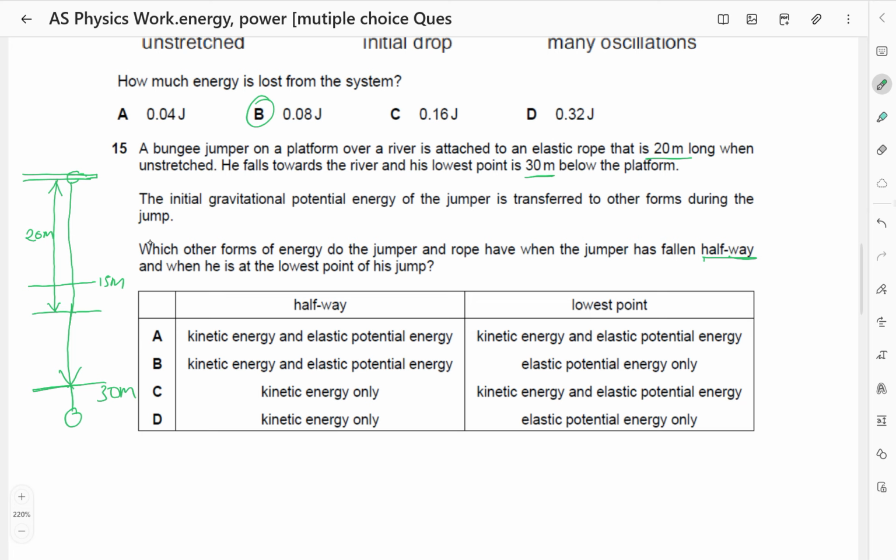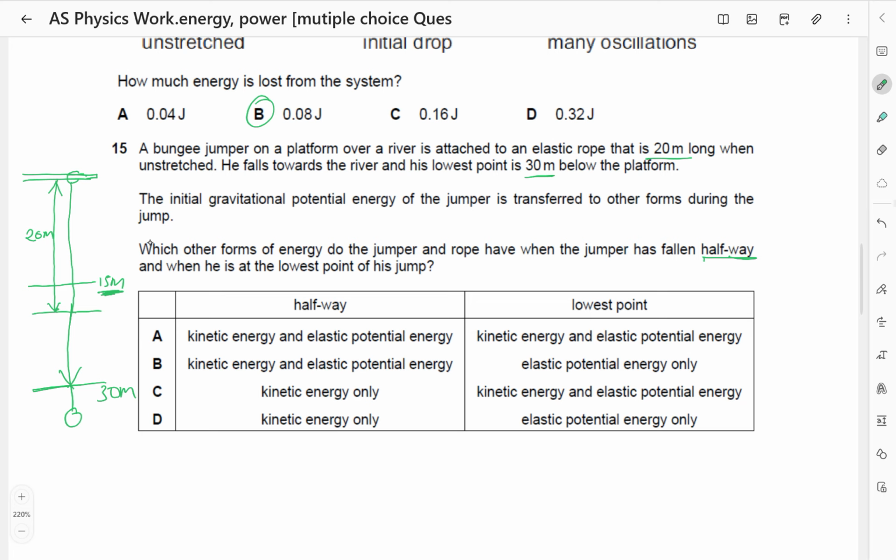A bungee jumper on a platform over a river is attached to an elastic rope that is 20 meters long. So when he's halfway, the rope has not yet started stretching because the unstretched length of the rope is 20 meters. So when he's just 15 meters downwards, it means the rope has not started stretching. For the rope to stretch, he must be at 20 meters and above 20 meters below the platform. So it means when it's halfway, elastic potential energy is 0.